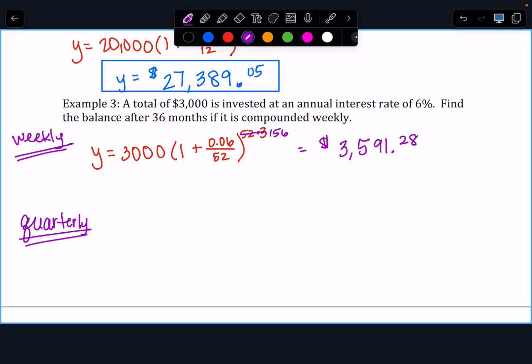I'm hearing less, I'm hearing more. Okay, let's see. How about you find it for me? Change the 52 to a 4. And let's see what it is.